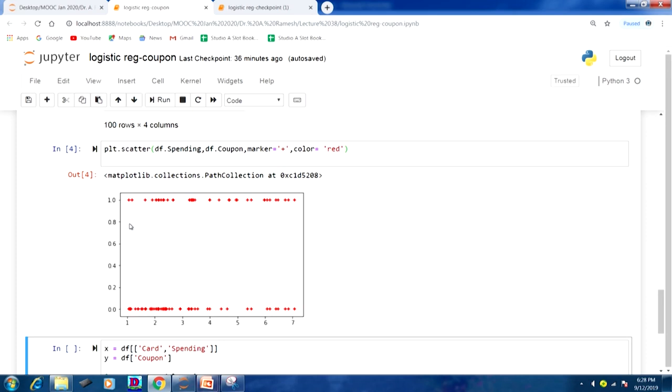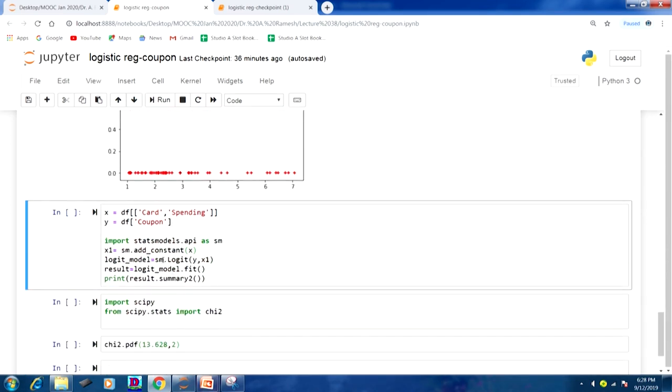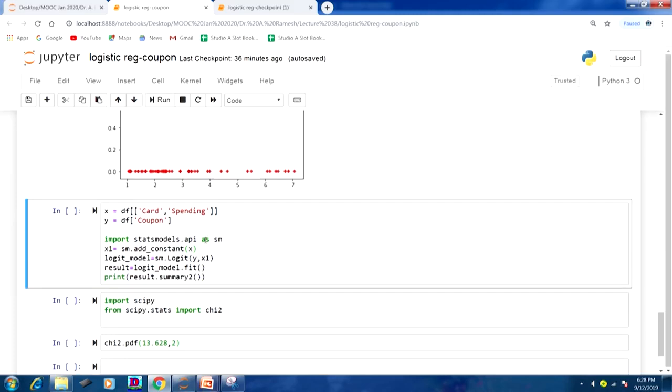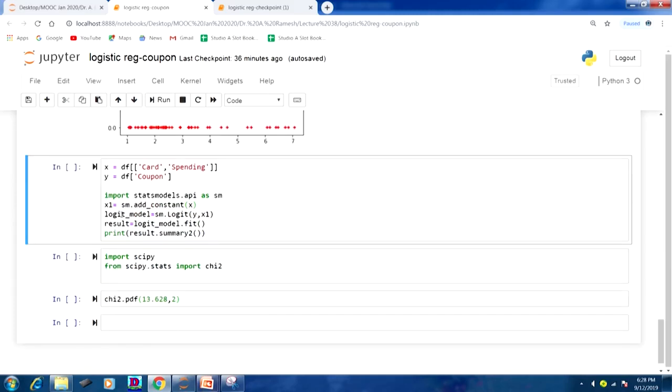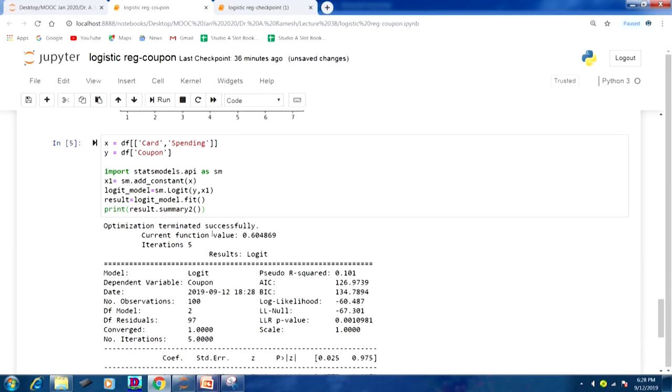That is one point. Another point is that the assumption in a linear regression model is that the error term will follow a normal distribution, but in the logistic regression model the error term will follow a binomial distribution. So you cannot go for a linear regression model. In X I have taken card and spending, and Y, the dependent variable, is coupon. So, x1 equals sm.add_constant(x), logit_model = sm.Logit(y, x1), result = logit_model.fit(). Now I am going to the summary of the logistic regression.